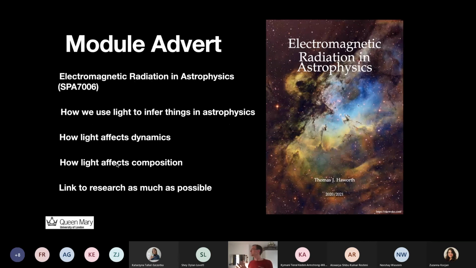So just to finish, I want to advertise the course that I lecture. It's a master's level course called EM Radiation in Astrophysics. And it's looking at things like how we actually use light to work out things like, how do we know that the gas in here is 10,000 Kelvin? How do we know that these bubbles are expanding? So it does that kind of thing. And then how radiation affects dynamics. So again, how star forming regions expand, how disks are evaporated, and how light affects things like the chemistry of gas as well. And I really try and link it to research as much as I possibly can.